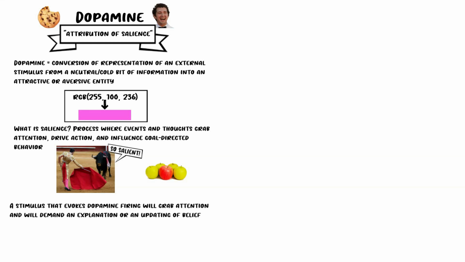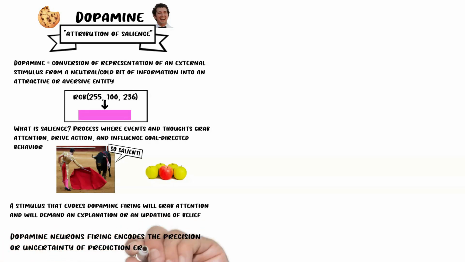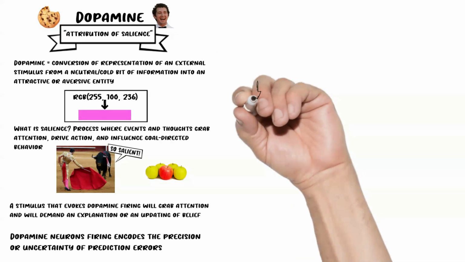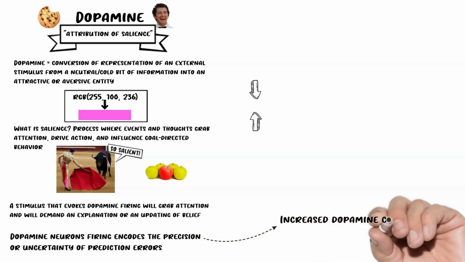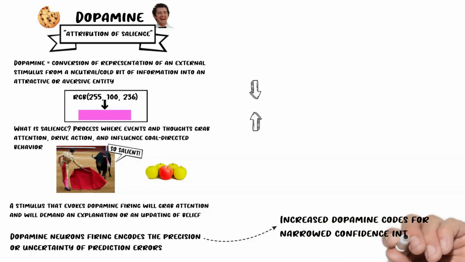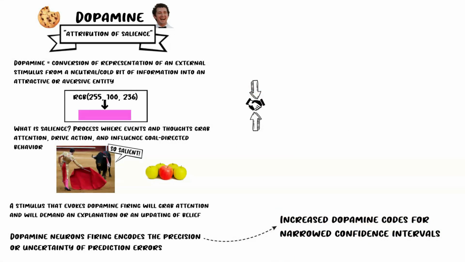Now I want to connect dopamine to the predictive processing model that I presented in the last video. What dopamine literally encodes for is the precision or uncertainty of prediction errors. If you recall, prediction errors are a mismatch from our top-down and bottom-up models. So it occurs when there's a mismatch between our expectation in our models and the actual inputs and sensation. Dopamine codes for narrowed confidence intervals for this mismatch. So during the handshake, your brain recognizes that these things are different, and then dopamine tells you how different they actually are.